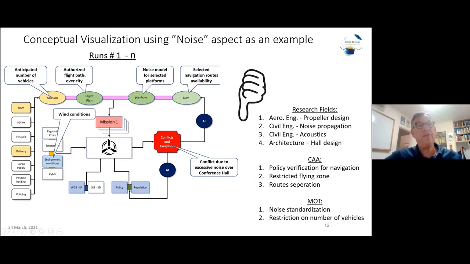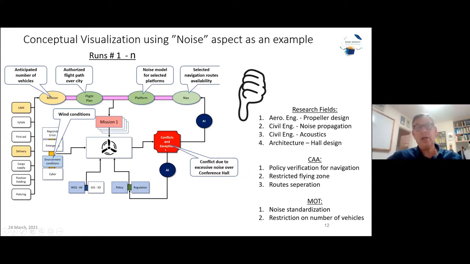We can identify the authorized flight path over the city. We bring into it physical models, like the noise model for the selected platform. Each of those platforms has its own noise model that will be implemented using the simulator. We can select the specific navigation routes, availability over Munich or whatever it's going to be. And we run the simulation based on some infrastructure, like the policy and regulation we start with, WGS 84 or whatever we're going to use.